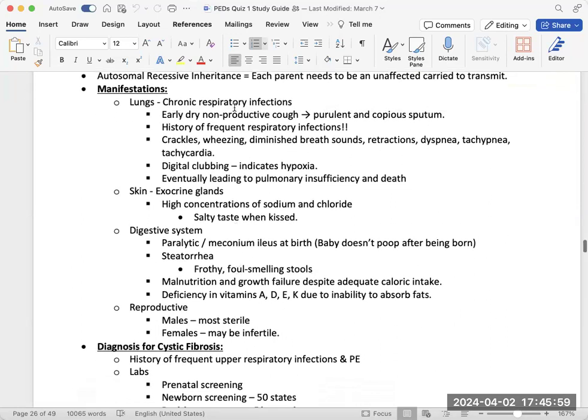So, manifestations, like I said with the lungs, it can cause infections. They could have dry, non-productive coughs that eventually become more purulent and copious based on how many secretions there are. They could have a huge history of respiratory infection because of all this mucus buildup. They'll have crackles, wheezing, diminished breath sounds, all the things I already said, with retractions and dyspnea, right? They could have digital clubbing, which indicates hypoxia because of all this mucus blocking the airways. They could even die because the mucus buildup blocks the airways so much.